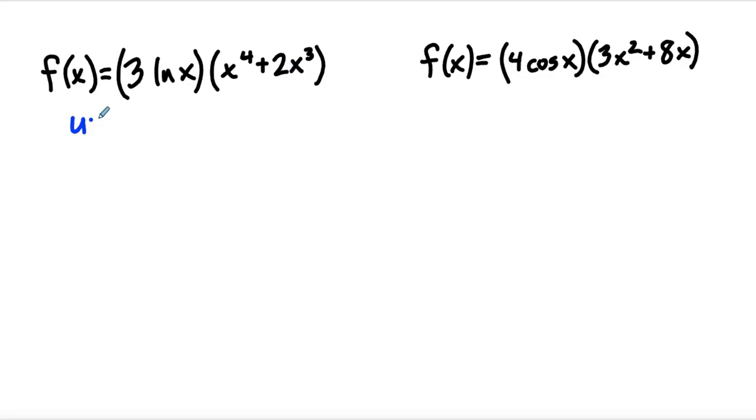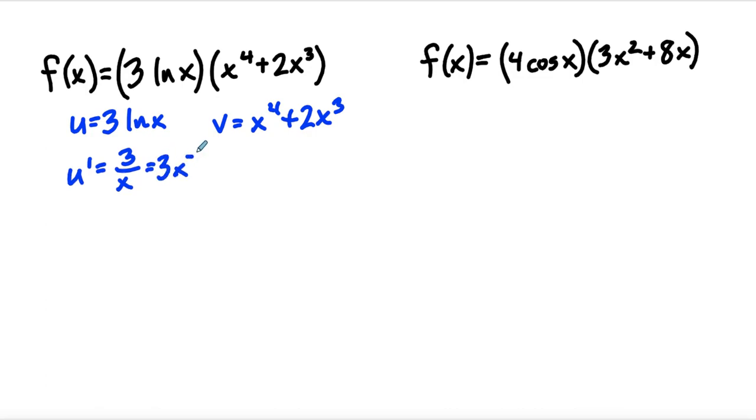Here u is going to be 3 natural log of x, and v is going to be x to the fourth plus 2x cubed. Okay, so u prime is going to become 3 over x, or I could also write it as 3x to the negative 1. Kind of a personal preference here, but I'm going to go with 3x to the negative 1 so we can think about combining those exponents when we need to. Now v prime is going to be 4x cubed plus 6x squared.